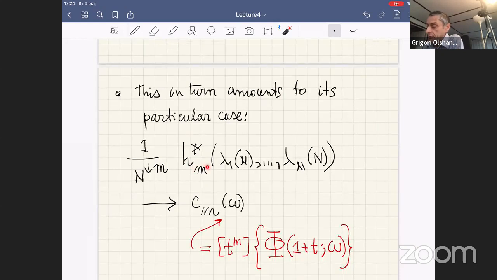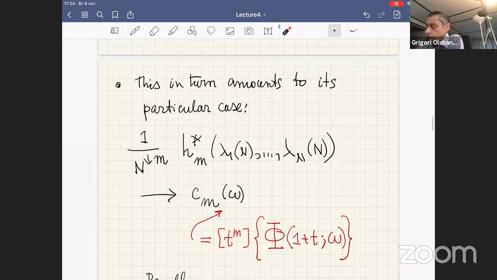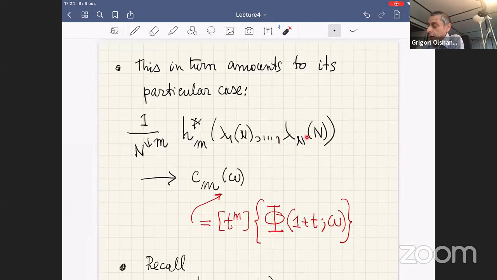The Young diagram is simply a one row diagram. The shifted Schur polynomial is the shifted analog of a complete homogeneous function. This is H star. And we need to prove under our assumption that the following asymptotical relation holds. This expression converges to the Taylor coefficient of this series.